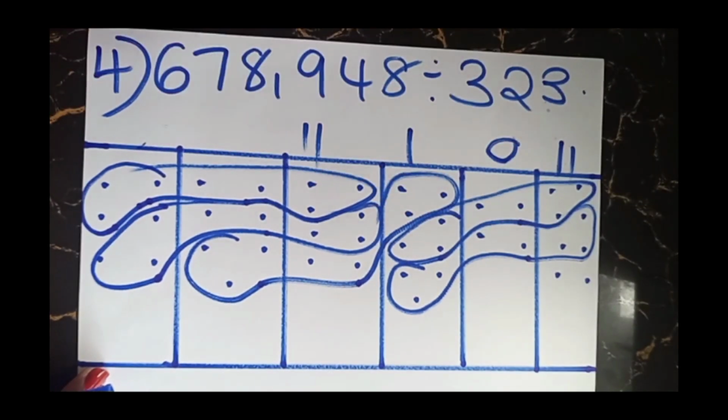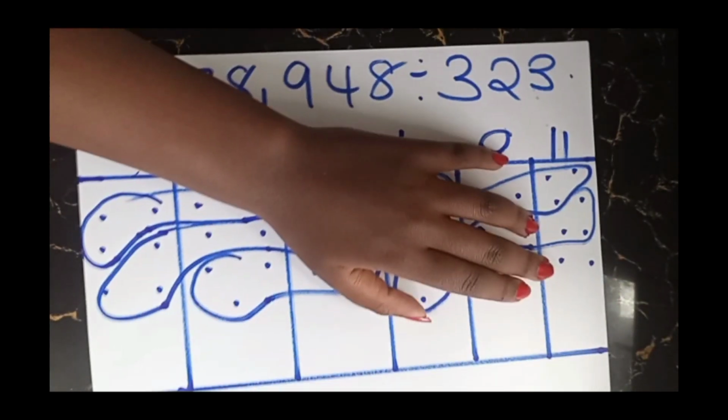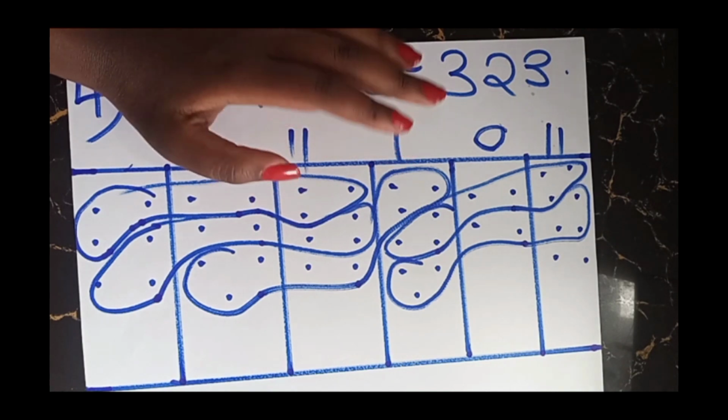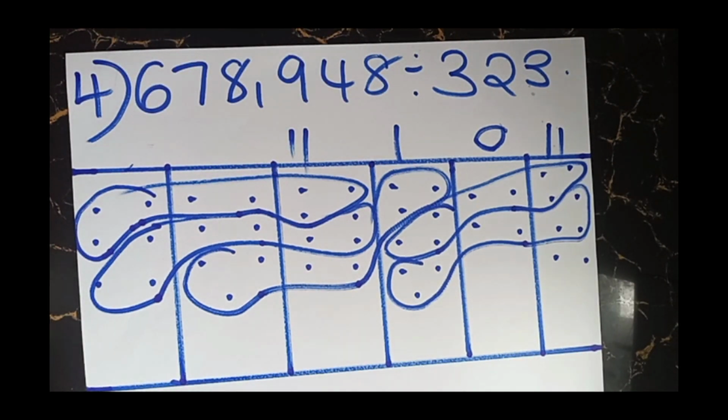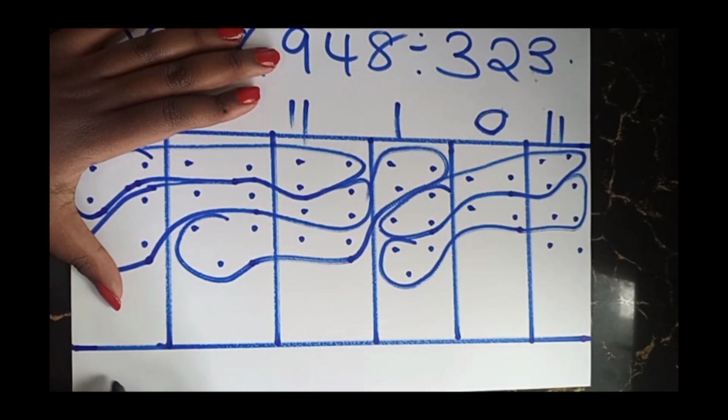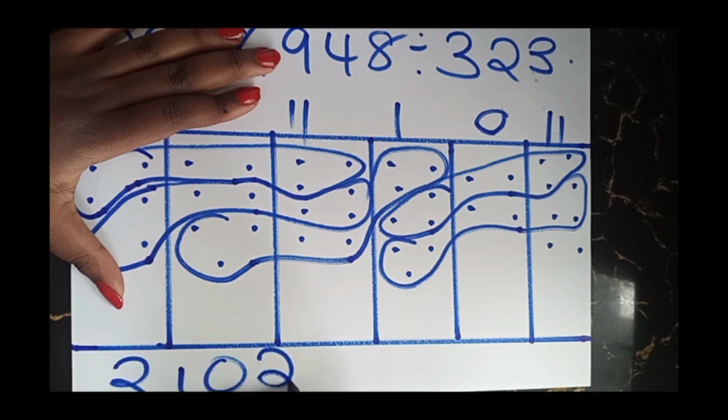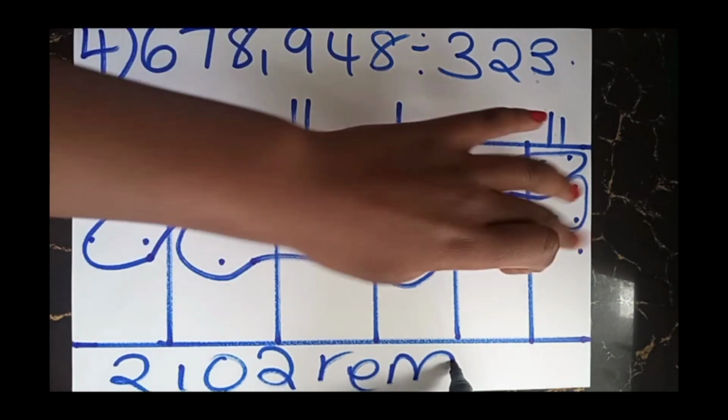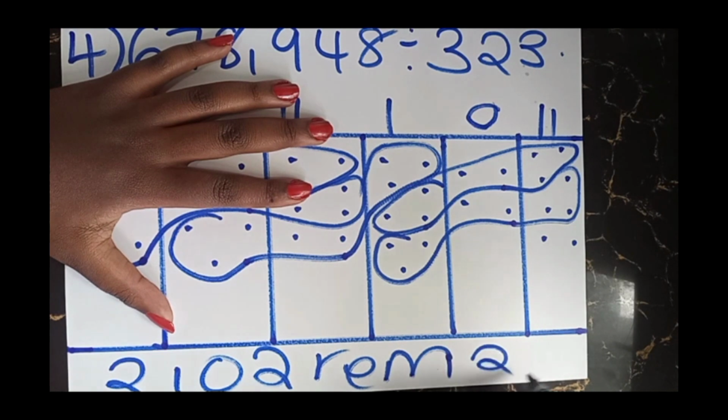And so the answer to this question will be 2102. Are we together? And there's a remainder, okay? You can see the remainder very clearly because these two dots haven't been touched. Okay, so that is our remainder. The dots that haven't been touched are basically what we call the remainder. So our answer will be 2102, remainder 2. Those are the only dots that haven't been touched.